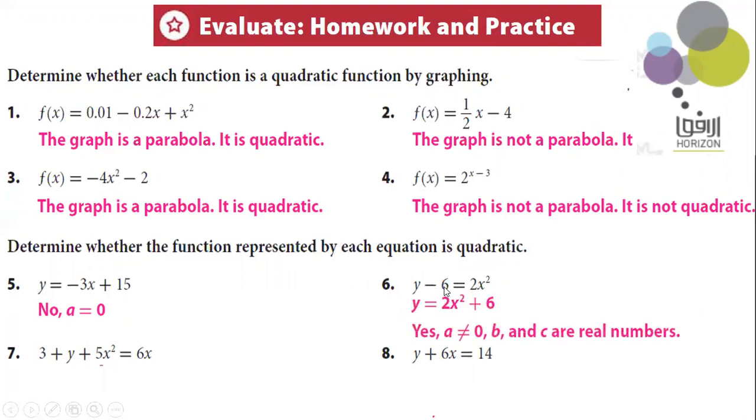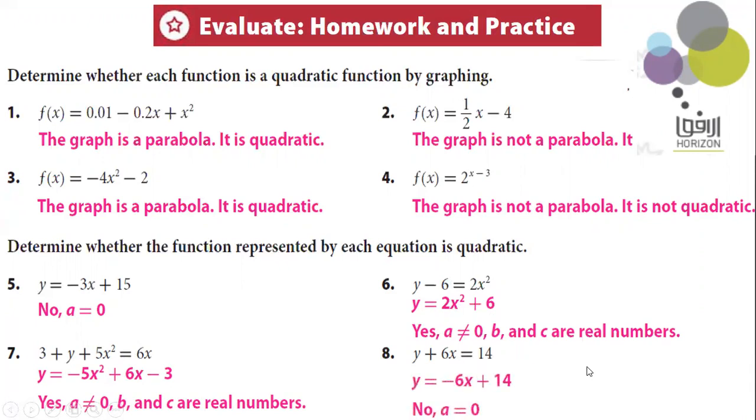Yeah. We have to isolate y, moving negative 6 to the other side, so 2x squared. Yes, we have. This is a quadratic function. Number 7: yes, because the x squared term exists. y plus 6x equals 14: there is no x squared, so it is not a quadratic function.